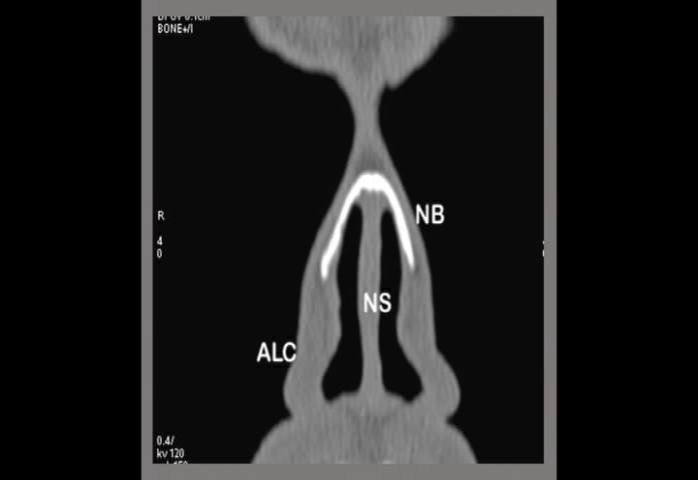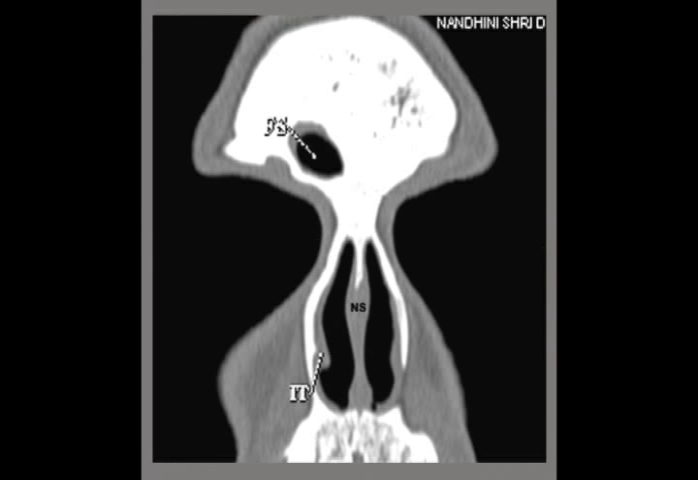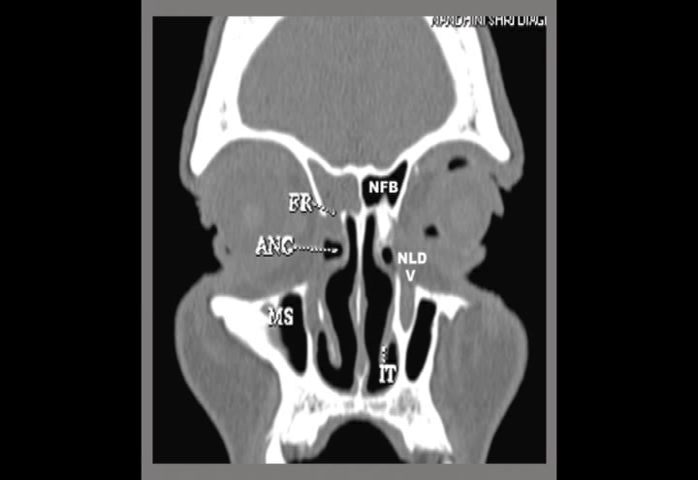The first cut showing NB, the nasal bones, NS, the nasal septum, and the alar cartilage. Make it a point to read from the first cut and read all the anatomical findings. Now the second cut showing the FS, the frontal sinus, the nasal septum. You can look at the nasal bone here, and this is a very important cut because you can see on the left side marked NFB, the nasofrontal beak.